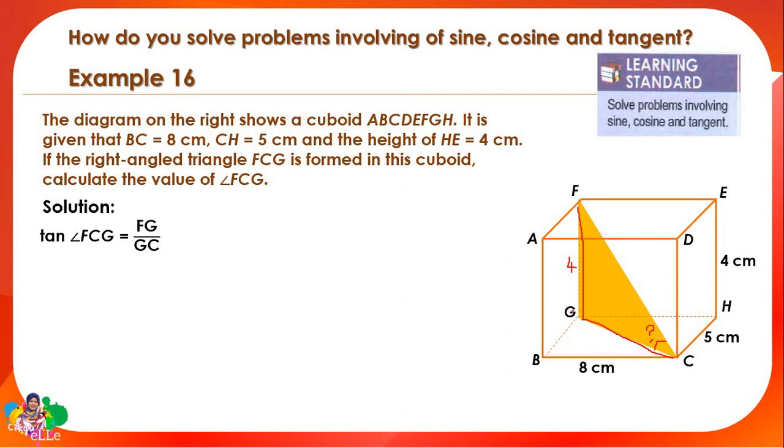So, how to find this GC? Look at this one. Actually, you have this right angle triangle, triangle BCG. How do you know this GB is 5 cm? Because given HC is 5 cm. Therefore, this one is 5 cm. Then this one is 8.